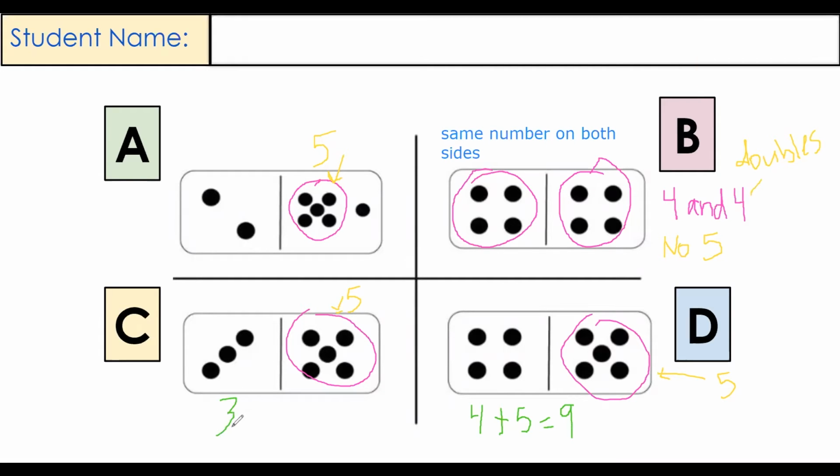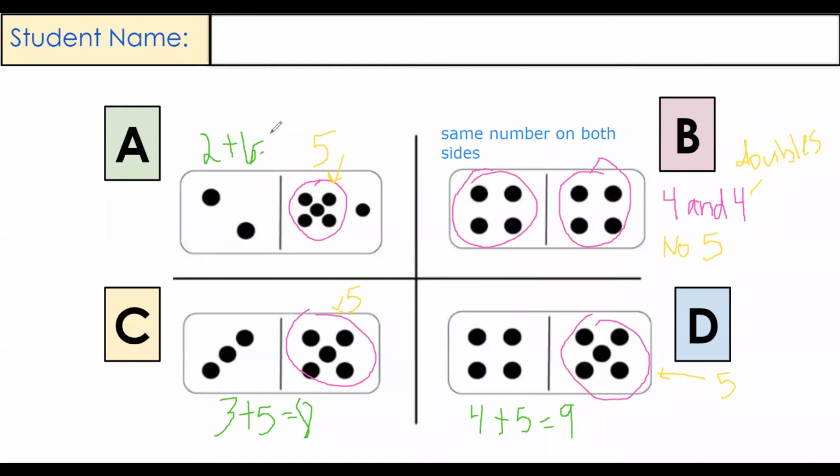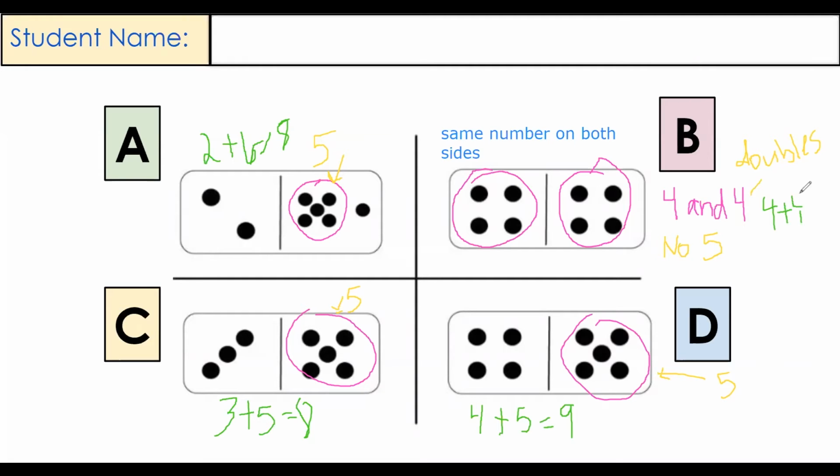3 plus 5. You did 3 plus 5. And then the one above that is 2 plus 6. And then B is 4 plus 4. Oh my goodness, this is awesome. So 2 plus 6 is going to equal 8. And then you used an equal sign. And then we noticed that this 4 and 4, another way to say that is 4 plus 4 equals 8.